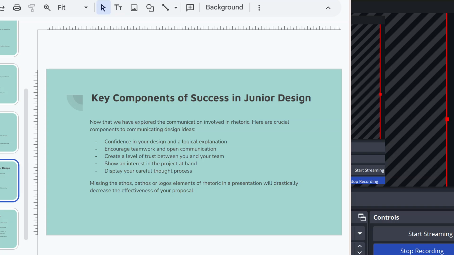So the key components of success in this event were, now that we have explored the communication involved in rhetoric, these were the crucial components that we looked for in communication. So we had confidence in our design and a logical explanation. We encouraged teamwork and open communication. We created a level of trust between you and your team, so psychological safety, and showing an interest in the project at hand, as well as displaying your careful thought process. So missing either ethos, pathos, or logos in a proposal will drastically decrease the effectiveness of it.